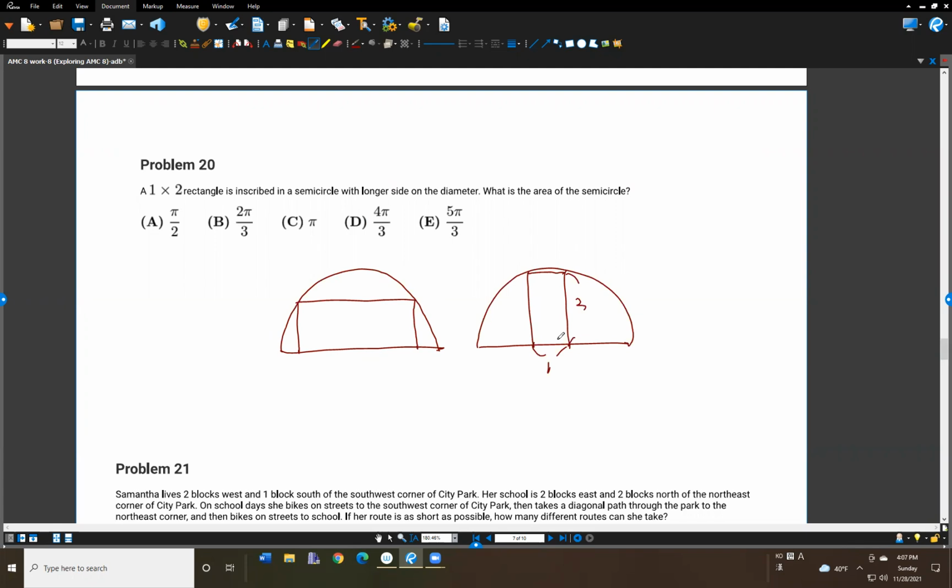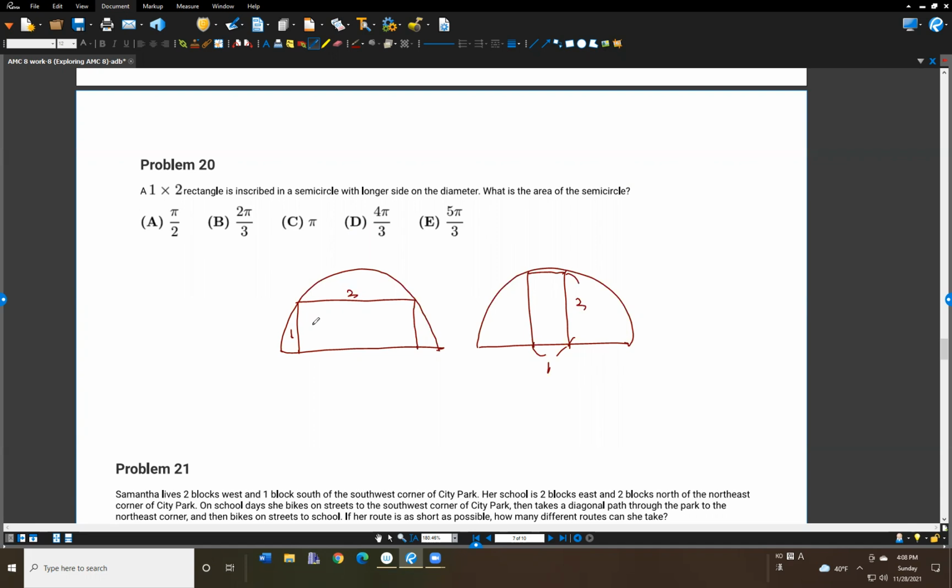That's inscribed in the semicircle. Okay, this is one. This too. I'm going to take this one. Look. Okay, the figure looks better, right? What is the area of these semicircles?